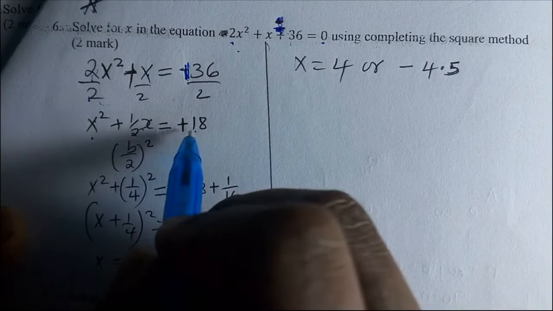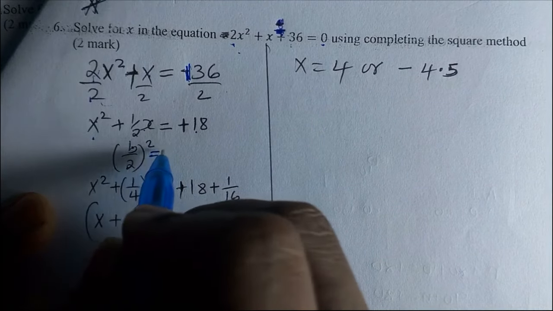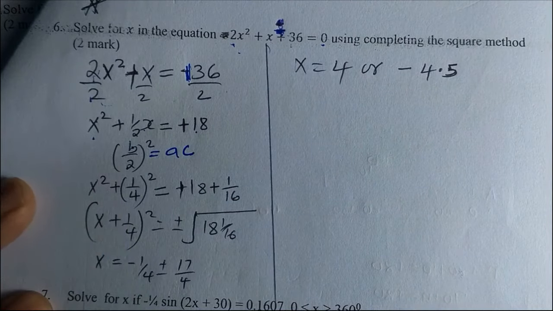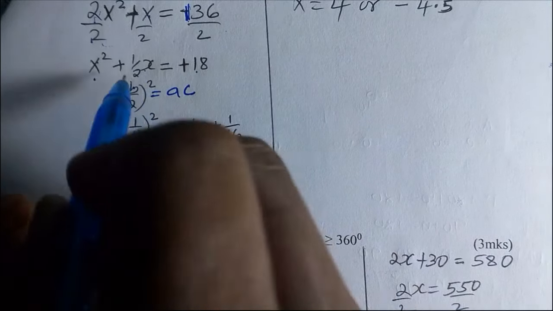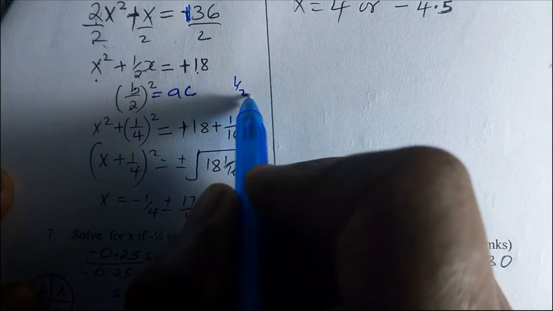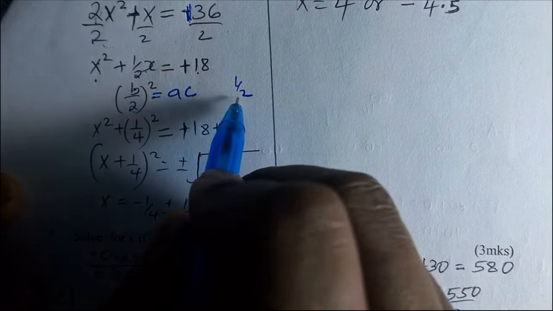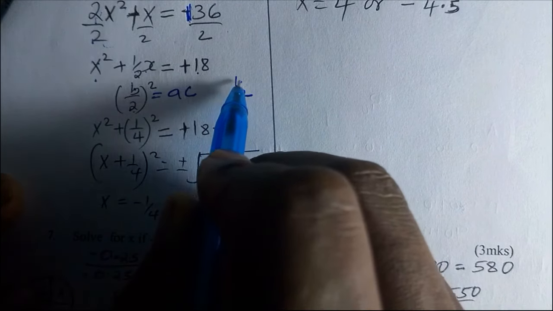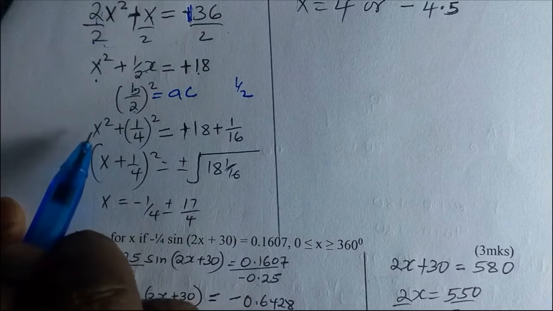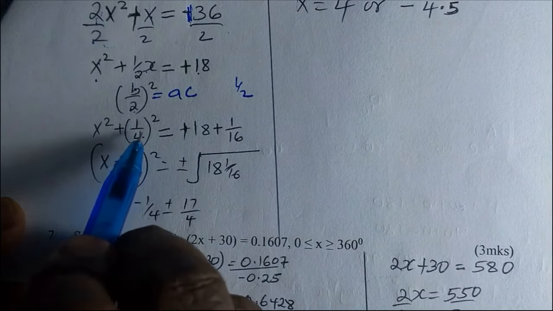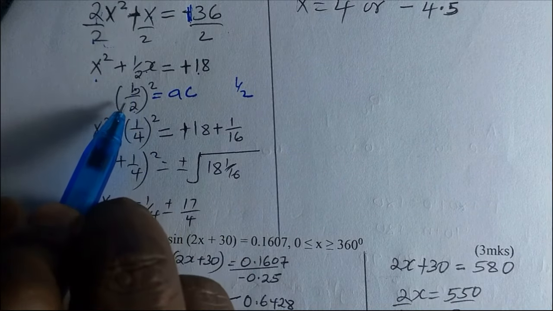From there, you remember that b over 2 squared is added. Now, get b. What is our b here? Our b is a half. Then divide by 2. If you divide by 2 here, it's going to be a quarter. That's why we have a quarter here. So x squared plus 1 over 4, squared. Where did I get the square? It is from here, b over 2 squared. That's what I've written here.